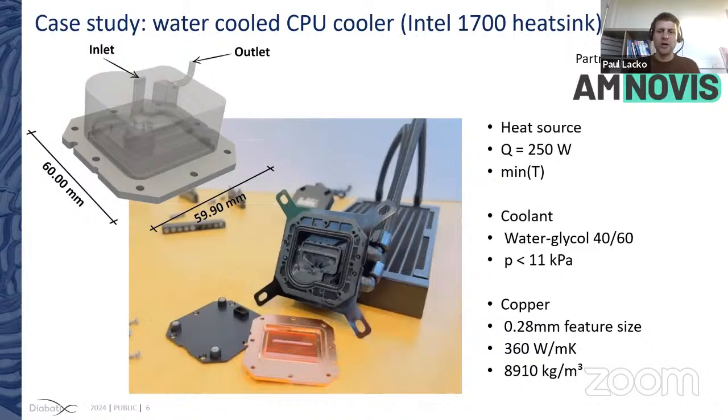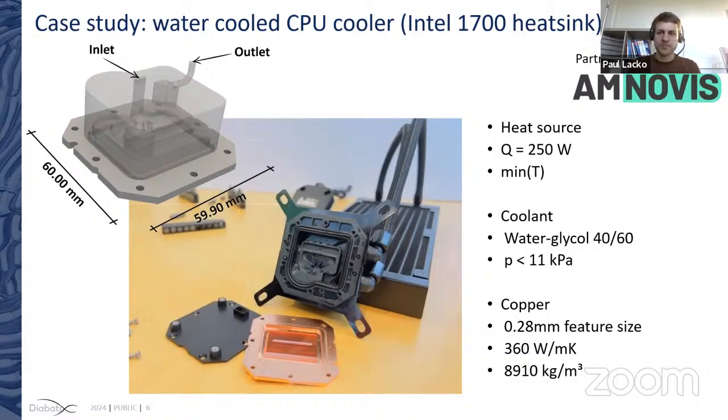The image in the center depicts such a conventional design, albeit disassembled, and the sizing and specifications of this case are shown on the left and right, respectively. The optimization problem itself is actually fairly straightforward, with the goal being to minimize the temperature of a fixed flux heat source using a water glycol mixture and copper for the solid components. Further, there is a constraint imposed on the overall pressure drop, and this value of the constraint, 11 kilopascal, was set equal to the pressure required to operate the conventional design, such that we can make a like-for-like comparison between the two.